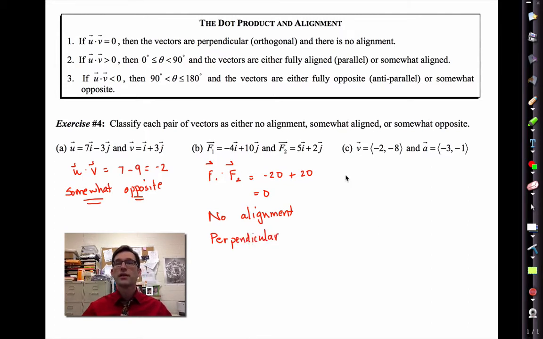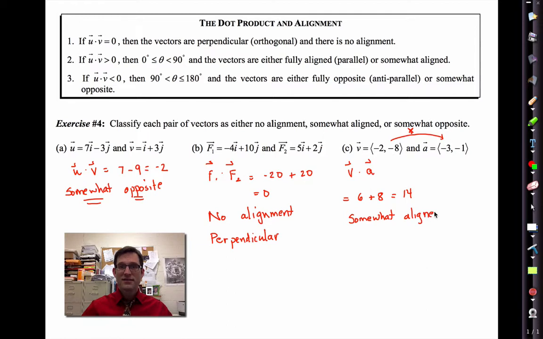All right, let's take a look at letter C. Here it appears that we're dotting a velocity into an acceleration. -2 times -3 is +6. -8 times -1 is +8. +14. That means that we're either somewhat aligned or completely parallel. But again, it is not possible to multiply the velocity vector by some scalar constant and get the acceleration vector. So they're not fully aligned, but they are somewhat aligned.